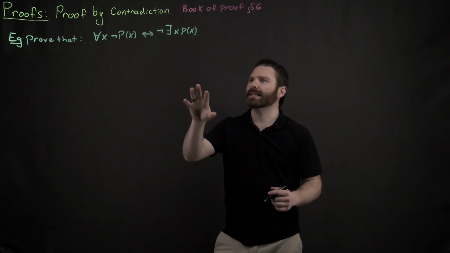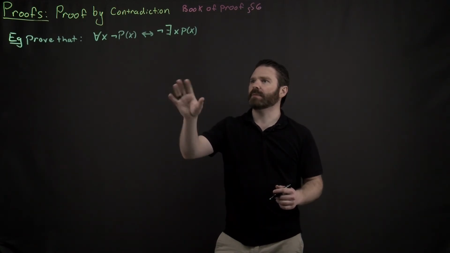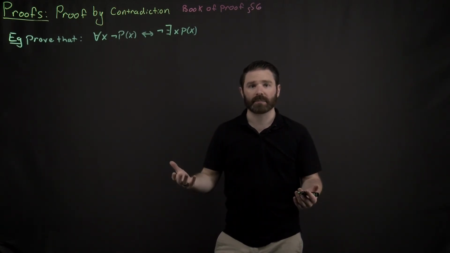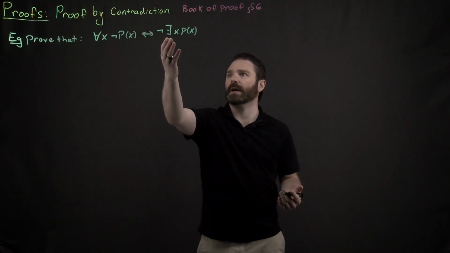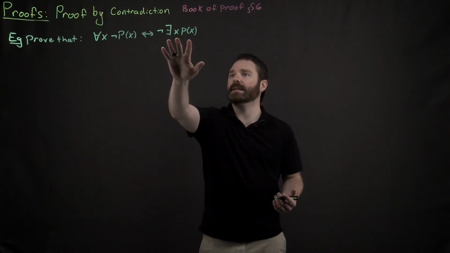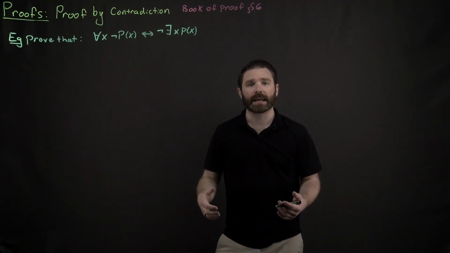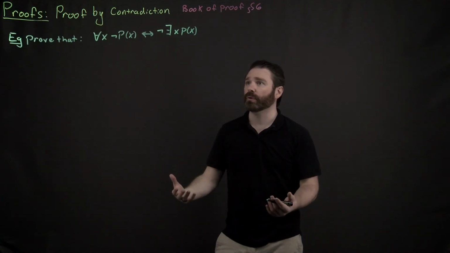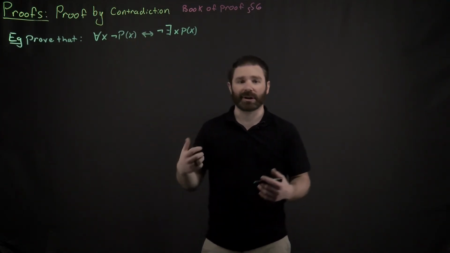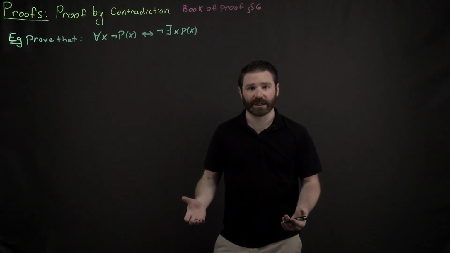And notice here, this is actually showing one of the things that we've seen before, one of our laws about how to work with quantifiers and our logical operators. This is showing that these two statements here are logically equivalent. So let's go ahead and show how we can prove that this and this are logically equivalent, because that's what the biconditional means, using a proof by contradiction.